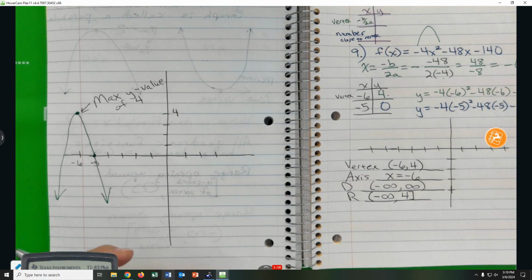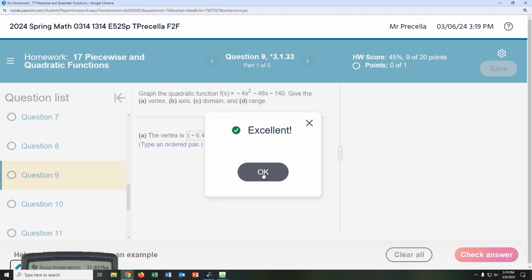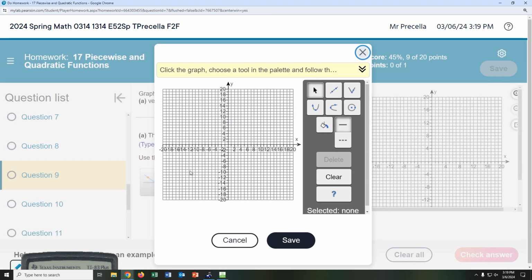So let's go back. We're ready to type in the rest. Oh no, we got to graph it first. Okay, click to blow it up. Okay, here it is. The thing that looks like a parabola. Realize whether it's opening upward or downward, you're going to click the vertical parabola tool.